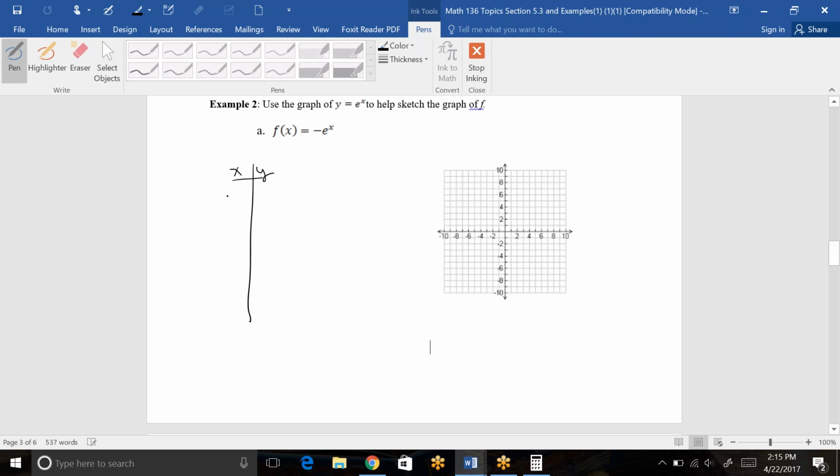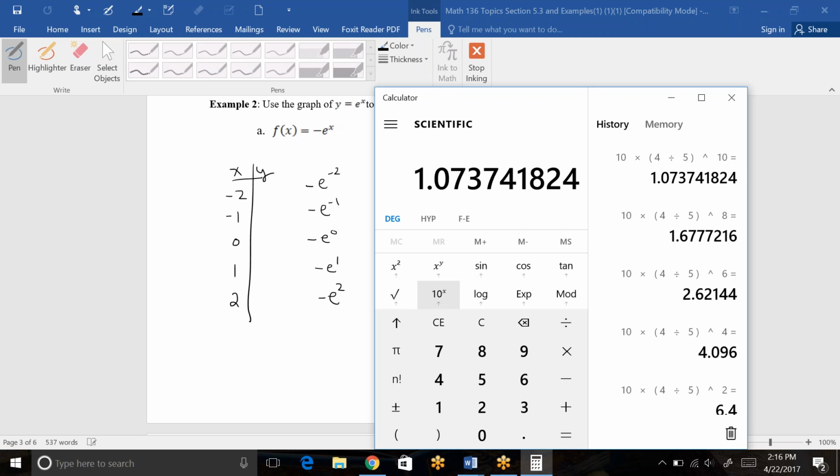down, but we're going to pick our -2, -1, 0, 1, and 2. So negative e to the -2, negative e to the -1, negative e to the 0, negative e to the first, and negative e to the second. Now my calculator is a little different than the one a lot of you had. I have to enter in the exponent first, then the base, and then tell it to times it by -1. It's just because it's not the best calculator in the world.